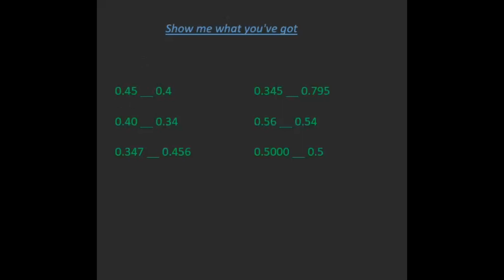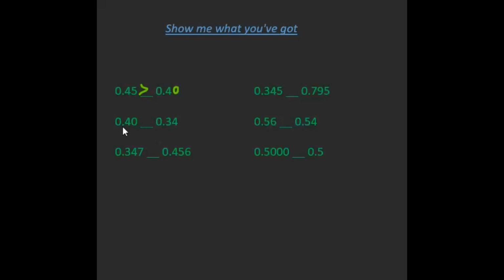Okay, so let's start. 0 and 45 hundredths and 0 and 4 tenths. Remember, we can add that trusty 0 at the end of the 4 to show 40 and 45. We know that 40 is less than 45, or 45 is greater than 40, so we can use the greater than symbol there. So 0 and 45 hundredths is greater than 0 and 4 tenths. Okay, now we can move on to the next one.